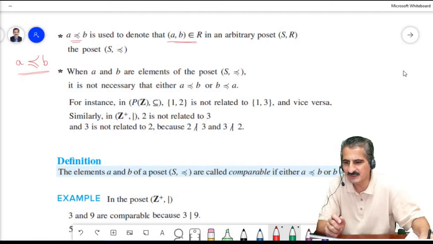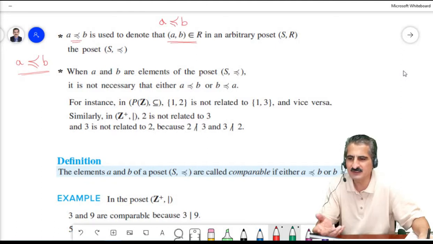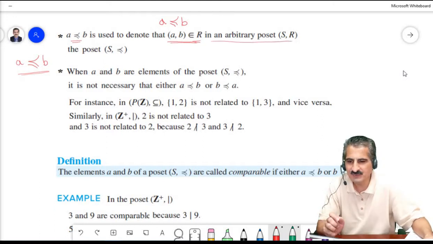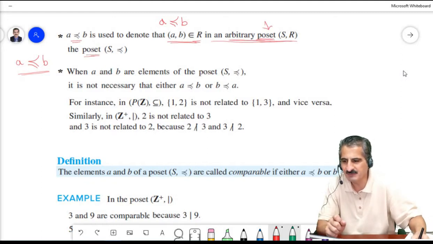So this is a new notation. Okay, I will write it here. A is less than or equal B because A is related to B in R. But we will reserve this notation not for any relation, just for a relation that makes a partially ordered set. Okay, and we will write it this way.